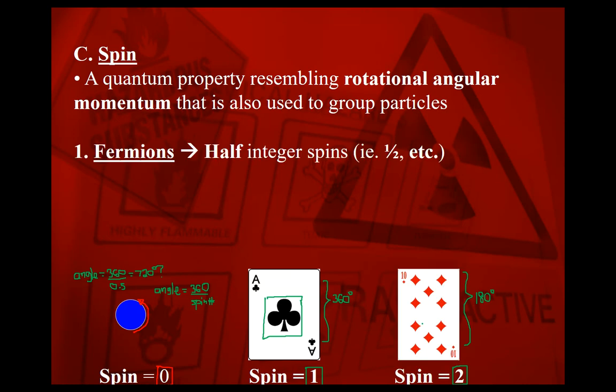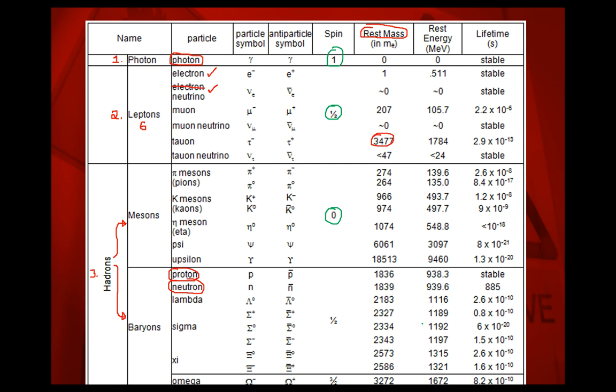Okay, so we have our fermions. Fermions are particles that have a half integer spin. Fermions include both leptons and the baryons. So if we go back here, let's pick a different color. Okay, so fermions have a spin of 1/2. My leptons have a spin of 1/2, and my hadrons, specifically the baryons, have a spin of 1/2.